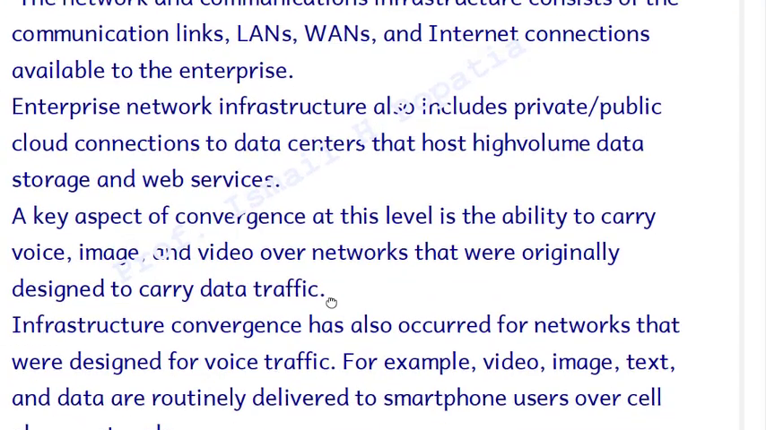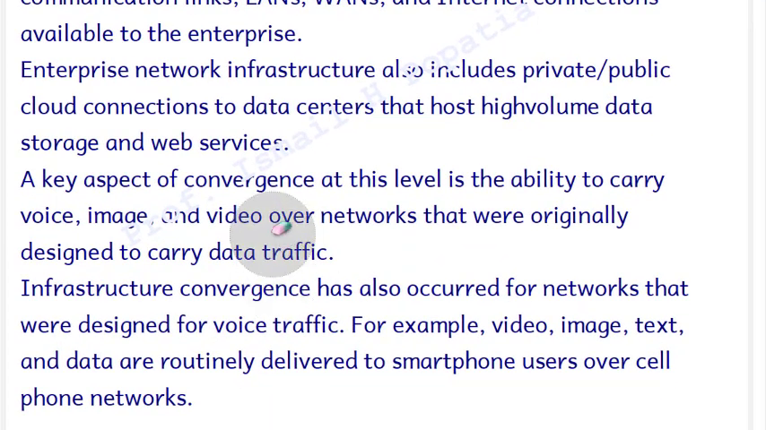The key aspect of convergence at this level is the ability to carry voice, image, and video over networks that were originally designed to carry data traffic. So networks designed to carry only data traffic can, with this convergence technique, carry other types of data like voice, image and video. Infrastructure convergence can also occur for networks that were designed for voice traffic. For example, video, image, text, and data are sent over the cell phone networks.